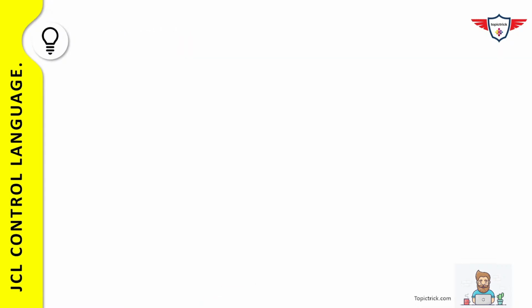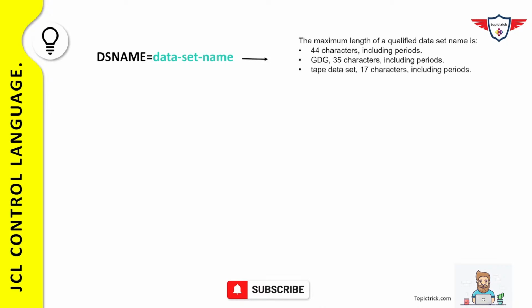Now, let's deep dive into the DD statement parameters and subparameters that we have discussed so far, so that you can have a complete picture of the different permutations and combinations through which you can write a DD statement. The first one is DSN name, and as you know, DSN name is used to specify the actual dataset name. The limitation here is that the maximum length of a qualified dataset name is 44 characters, and that includes periods, right?